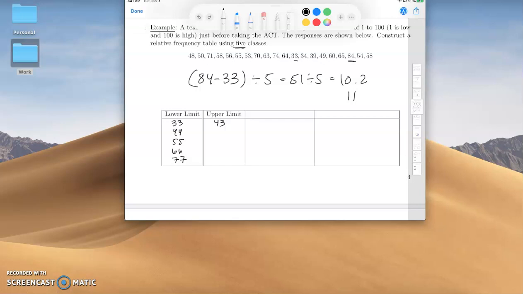So the next one would follow the same pattern. In here you can either keep adding the 11 minus 1 from the lower limit, or you can just add 11 to the previous upper limit. So in this case we're going to have 54, 65, 76, and then adding 11 to that, we're going to get 87. So those would be our classes. Then we're going to do the frequency and relative frequency of those.